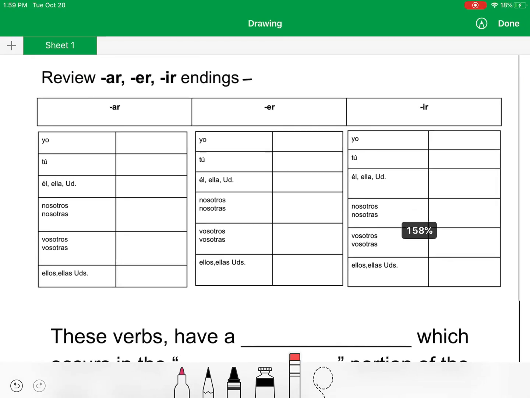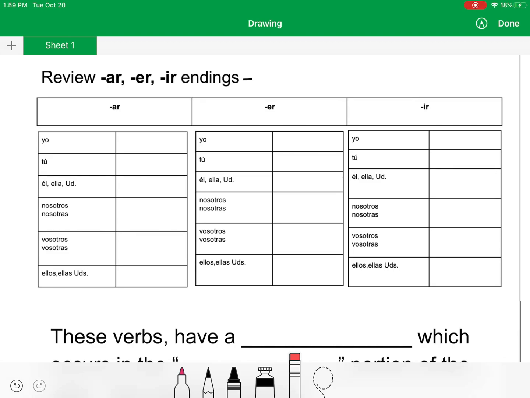Okay, so today we are going to look at stem changing verbs. All a stem changing verb is a verb that has a change in the stem, and we'll look at that in a minute. But first, let's review our AR, ER, IR present tense endings. Remember, these are for the present tense.